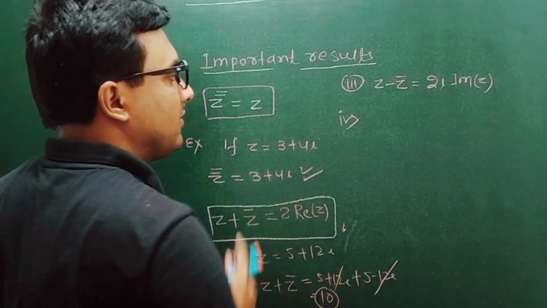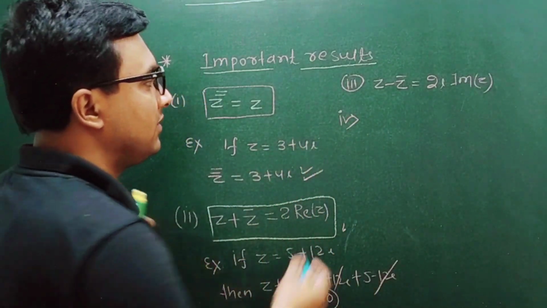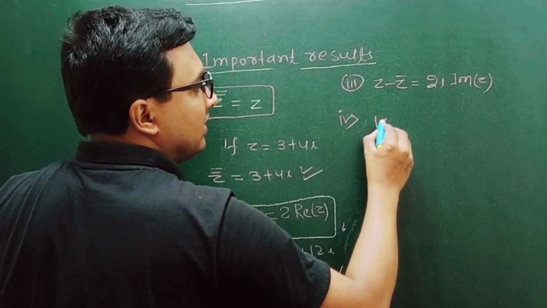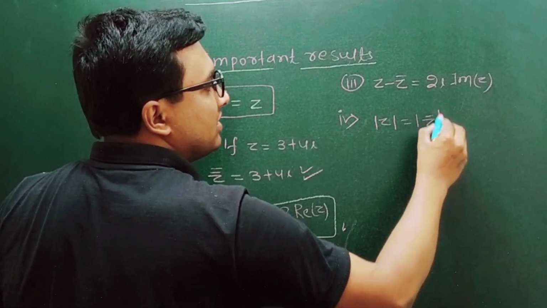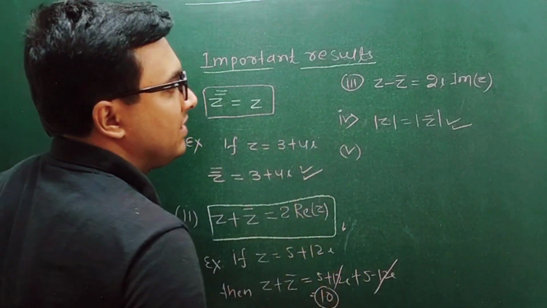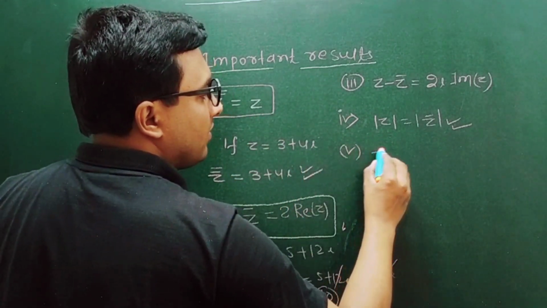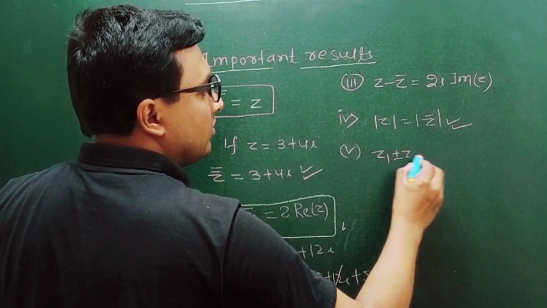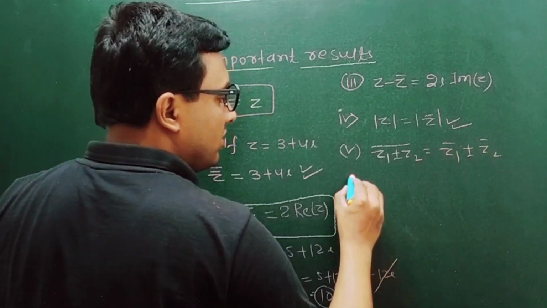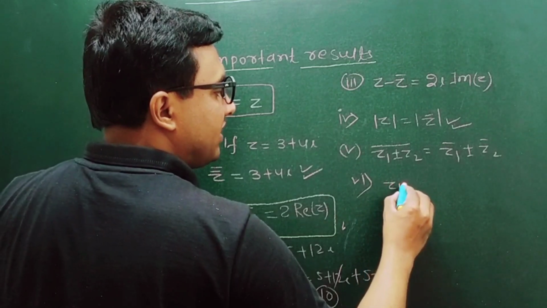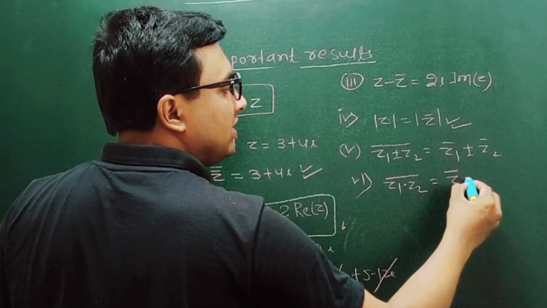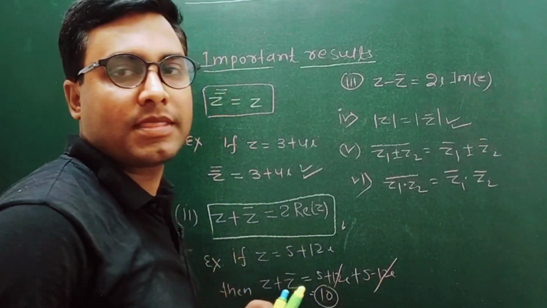Fourth result is modulus of z is equal to modulus of z conjugate. Always remember this is a very important result for you. Fifth result is z1 plus or minus z2 conjugate is z1 conjugate plus or minus conjugate of z2. Sixth, conjugate of z1 into z2 is equal to conjugate of z1 into conjugate of z2, right?